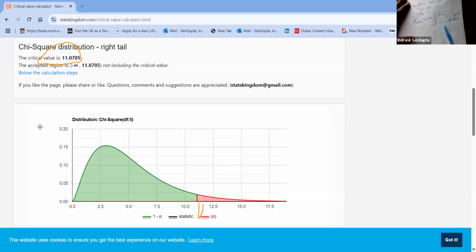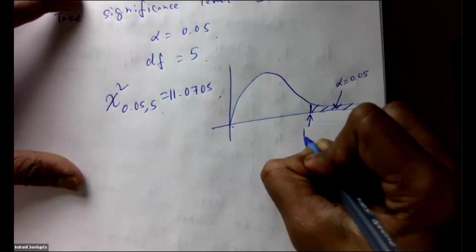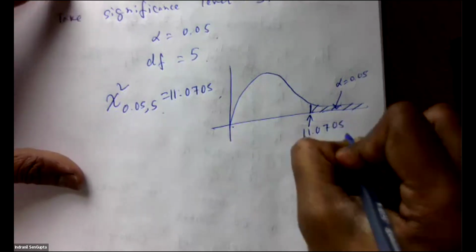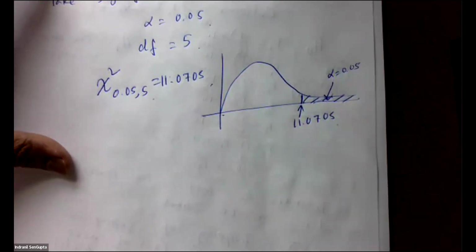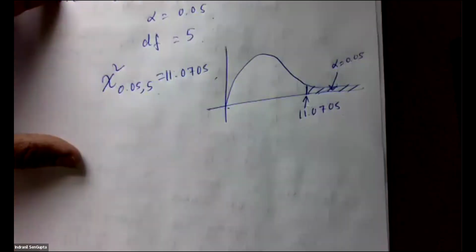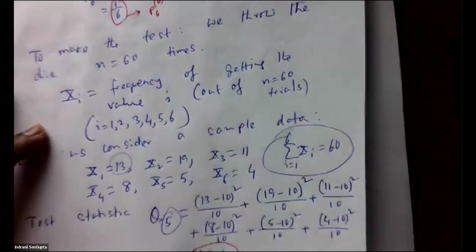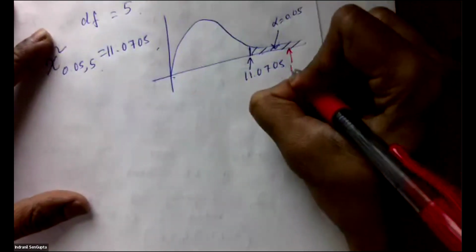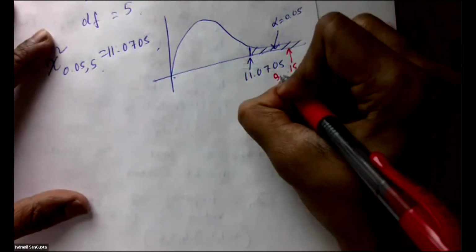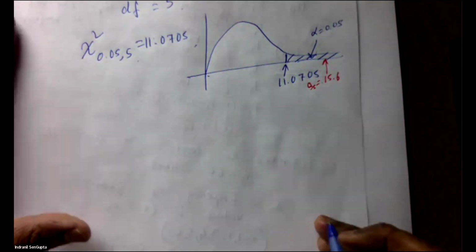All right. So now, therefore, let me stop sharing. So I wrote this number. So this value is 11.0705, this chi-square value. Now, where is our test statistic value? Our test statistic value is 15.6. Okay. So 15.6 is somewhere here, which is Q5, the observed value.